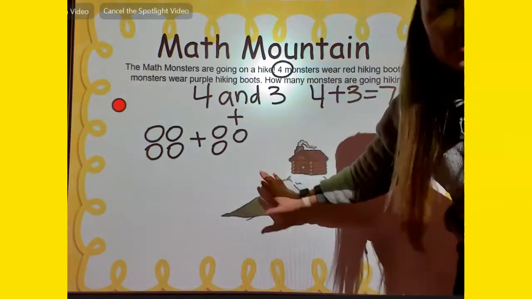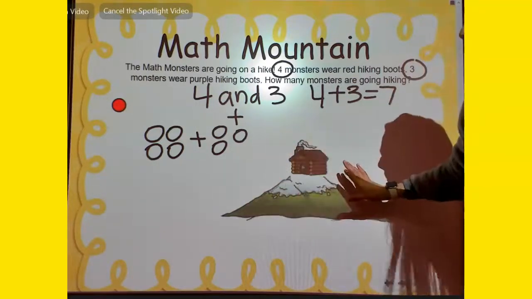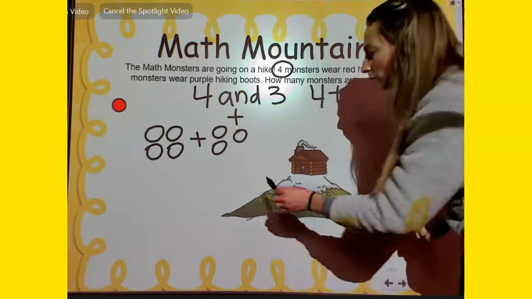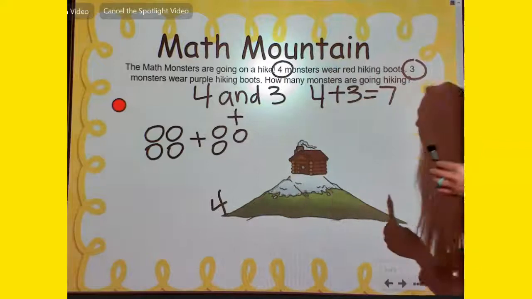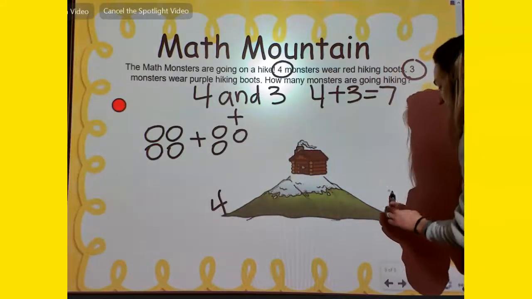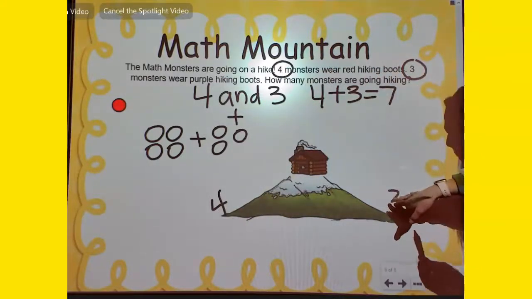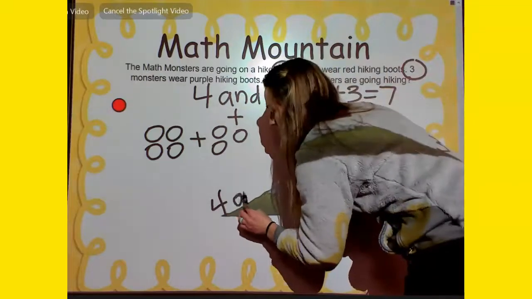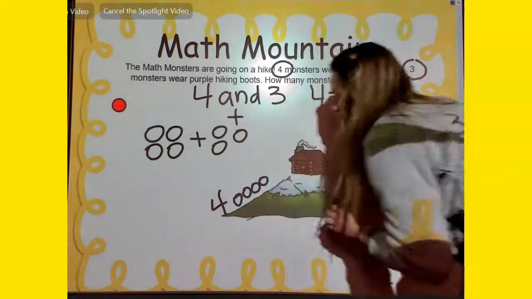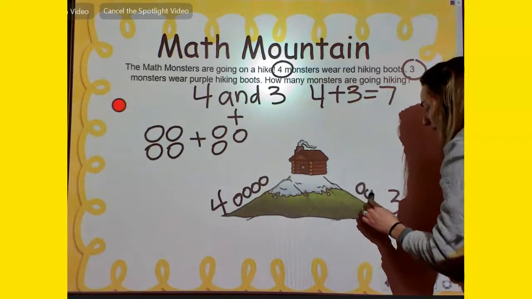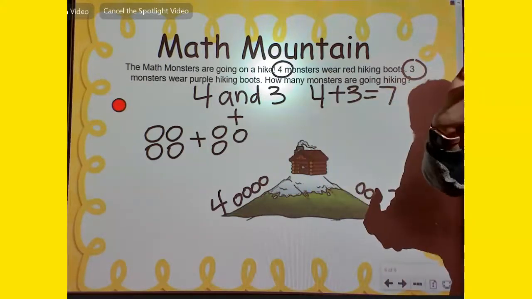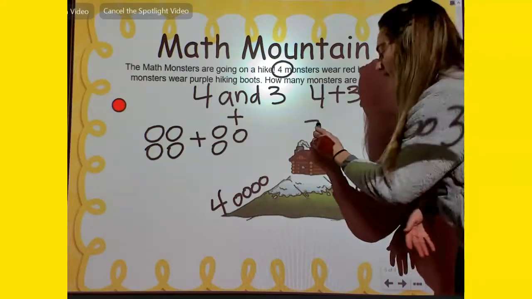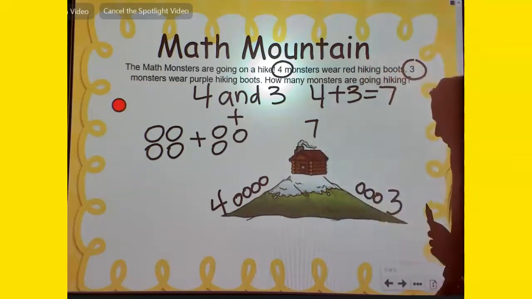So when we start using our Math Mountain a little more, this is how we're going to use it. We would say 4 monsters over here that are wearing the red hiking boots and 3 over here wearing the purple ones. We would put our 4 counters down here and 3 over here. And then at the top is where we put our total all together. So that is where we would put the number 7.